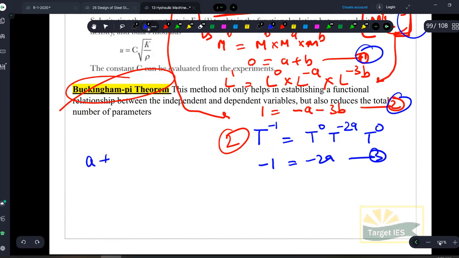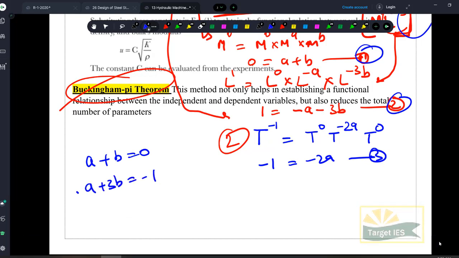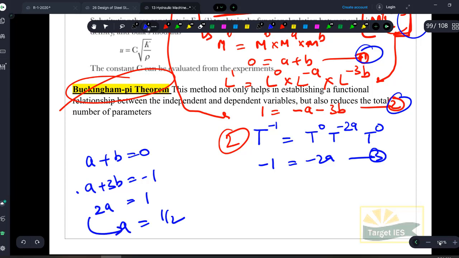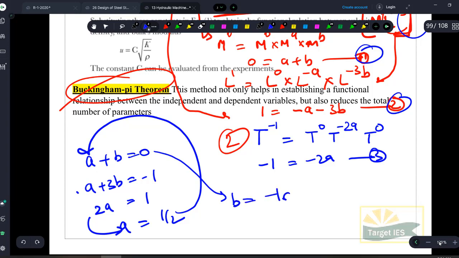I am getting a plus b equals 0. I can write it as a plus 3b equals minus 1, and 2a equals 1. So from here I can write a equals 1 by 2. Agreed or not? From here we got 1 by 2. Substitute this 1 by 2 in equation 1. What will you be getting? You will be getting b equals minus 1 by 2, because a plus b equals 0. This a is 1 by 2, so how much will b be? Minus 1 by 2.